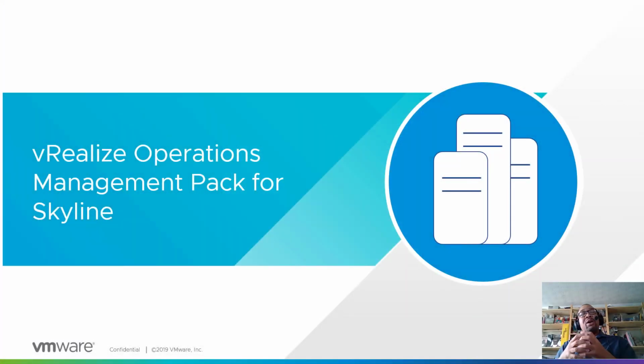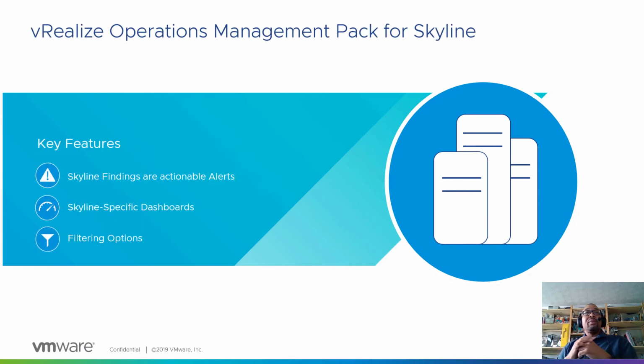Now let's talk about how you can get even more value out of Skyline's integration with vRealize Operations Cloud by leveraging the management pack for Skyline. So what's the management pack and what does it do, right? Well, in a nutshell, the management pack provides a single pane of glass for Skyline reported findings within vRealize Operations Cloud. And once it's configured, you can do a couple of things.